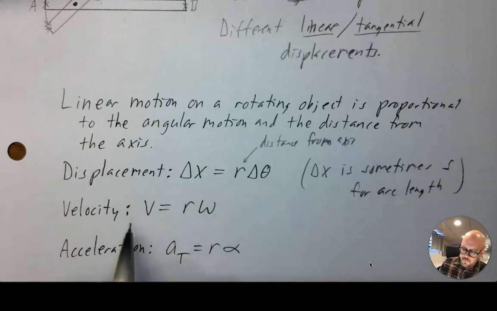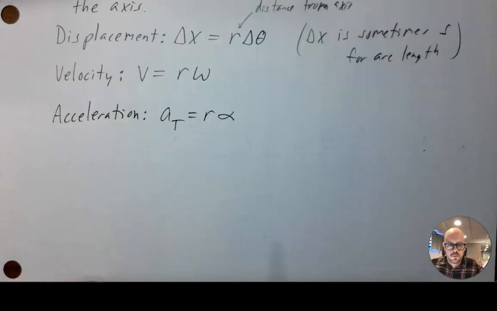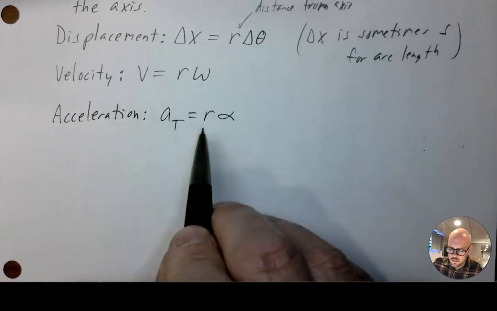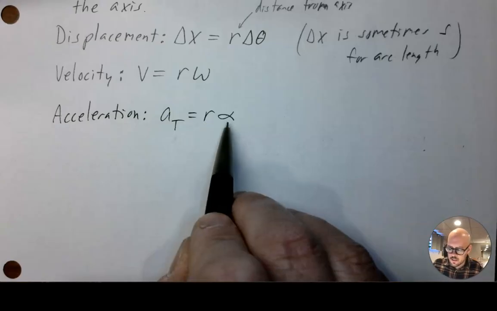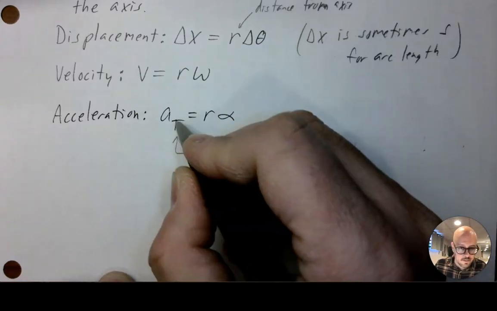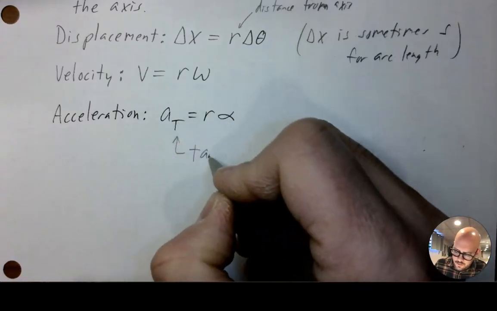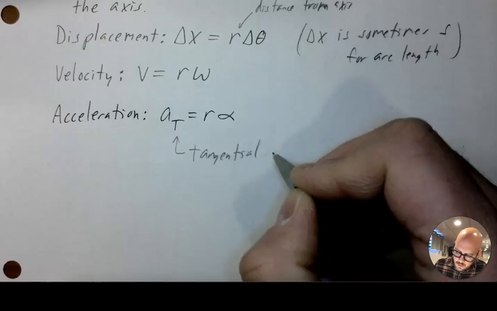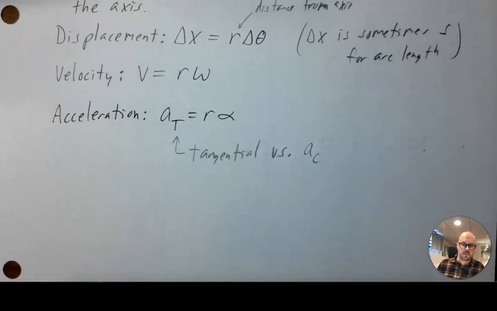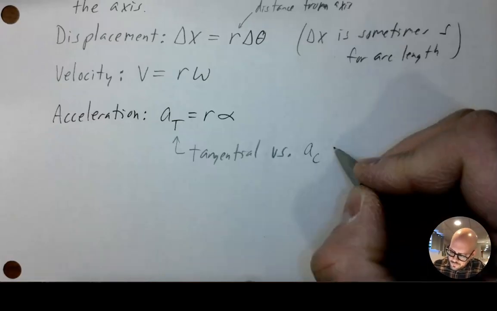Okay. Moving on, the linear velocity of a point in an object is equal to the distance from the axis that point is times the angular velocity. This pattern continues for acceleration, where we have tangential acceleration equals the distance from the axis times the angular acceleration of the object. This one's just special because it gets a subscript of t for tangential to set it apart from the other type of acceleration that also has to exist for a rotating object, the centripetal.